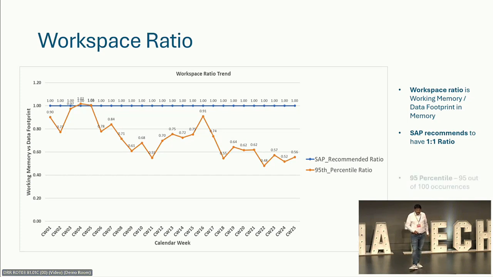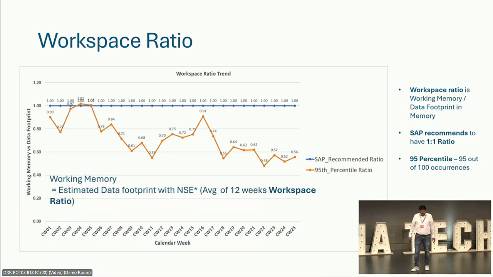But you cannot size any system for 100% utilization. Start with 95% utilization, meaning 95 occurrences out of 100 make my 95th percentile. So at the 95th percentile, I am playing at 0.5, meaning if I have 100 GB of data footprint, I would just need 50 GB for my working memory instead of our previous assumption of another 100 GB, simply wasting your expensive HANA memory.